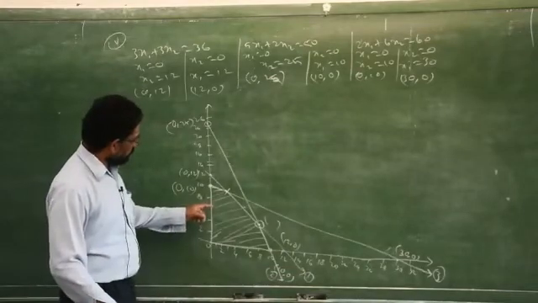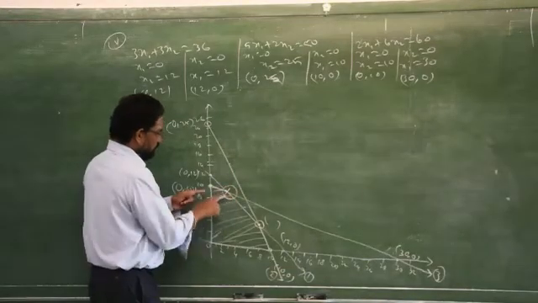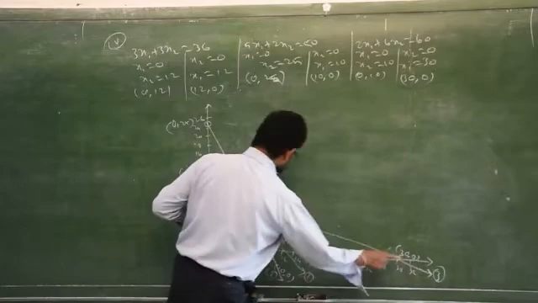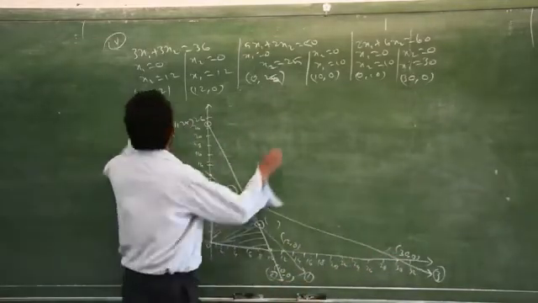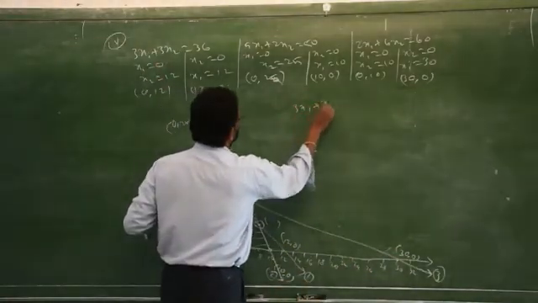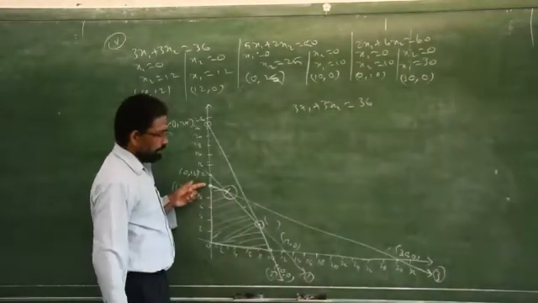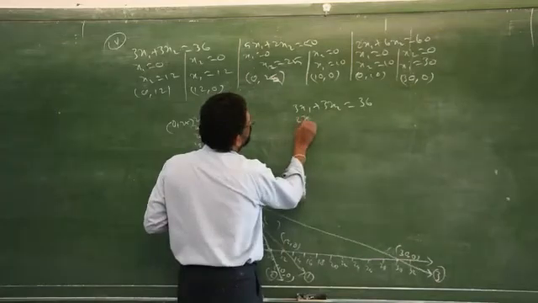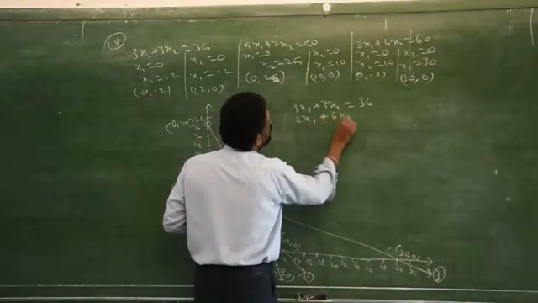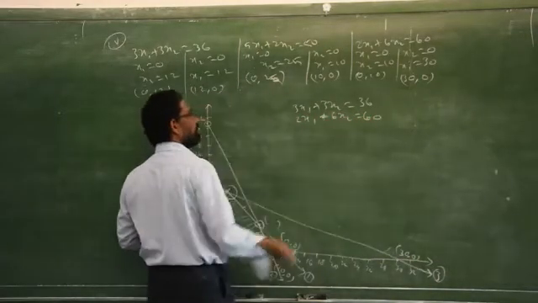Now we have to see the next interesting point. Through this point we have equation number 3 and equation number 1. Take equation number 1: 3x1 plus 3x2 is equal to 36, and equation number 3. What is equation number 3? 2x1 plus 6x2 is equal to 60. Now you have to solve.